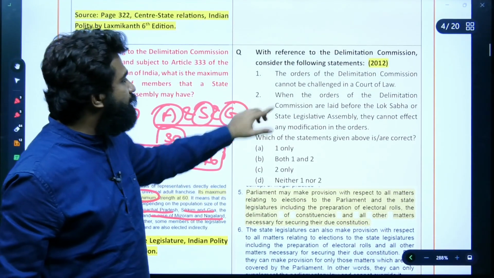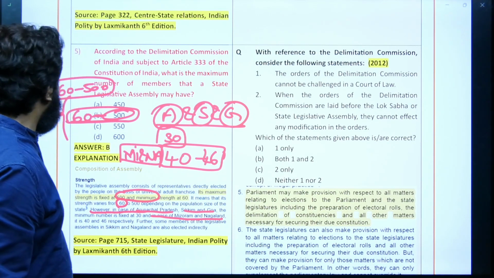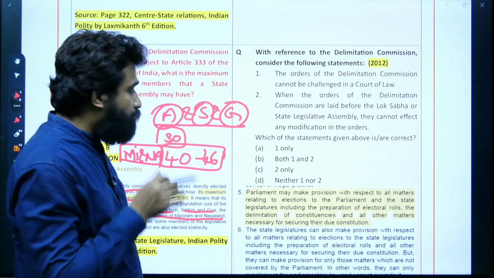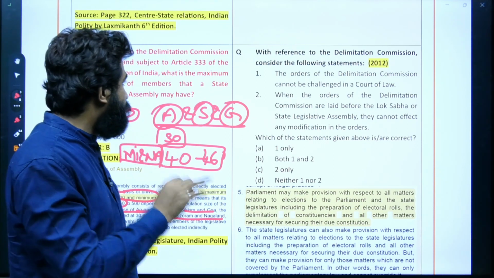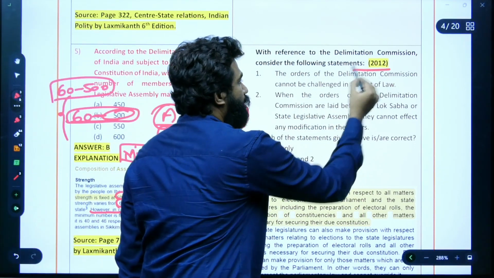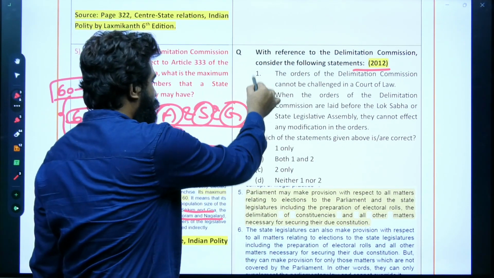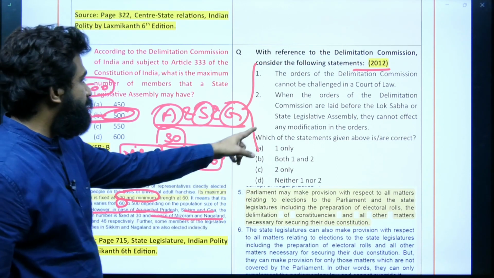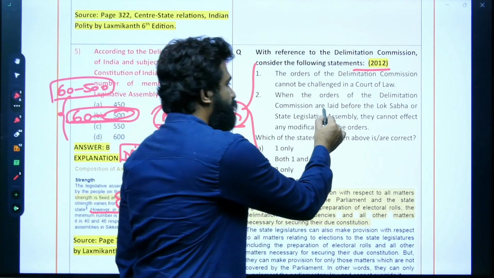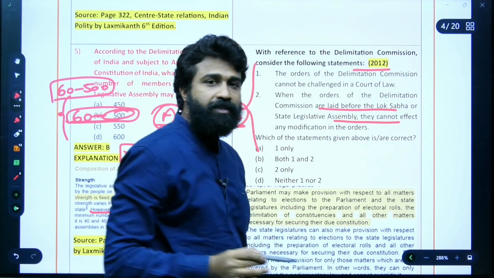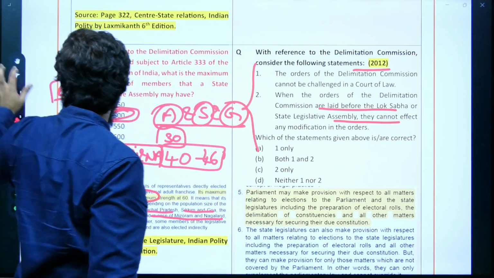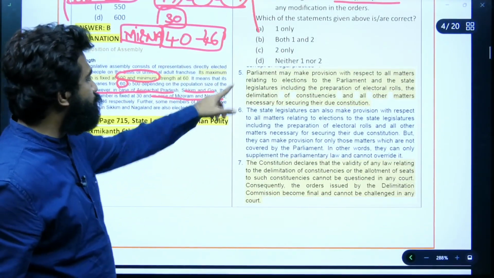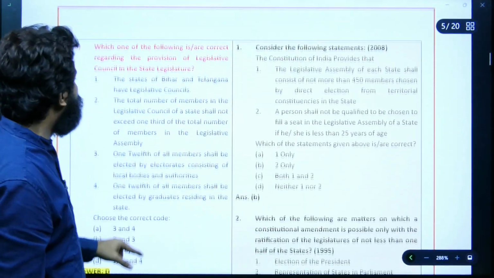Why I have chosen this question: numbers are always tricky and they will play with you, because you will be under pressure to answer these questions in the exam hall, and you may commit certain mistakes. Especially, I have asked certain questions with respect to the Delimitation Commission. With orders of the Delimitation Commission only, the seats to the states will be allocated based on the census. Here I have also given you the source for previous year questions for your reference.